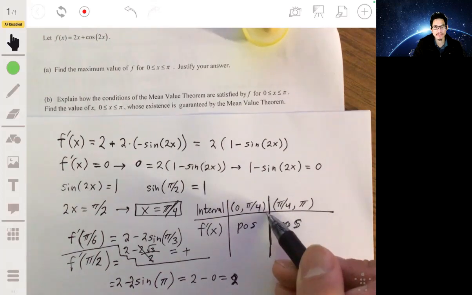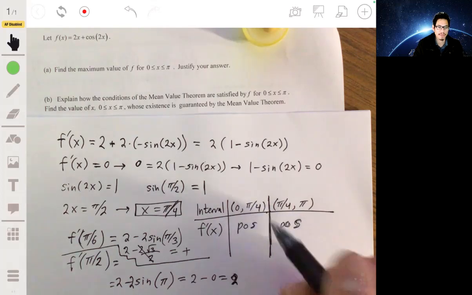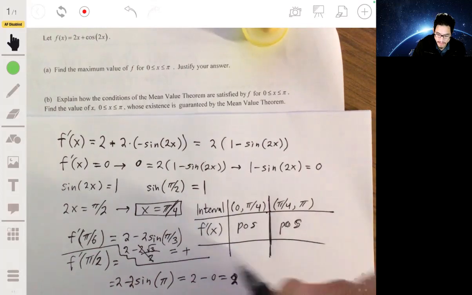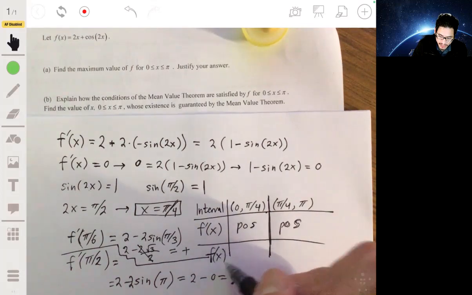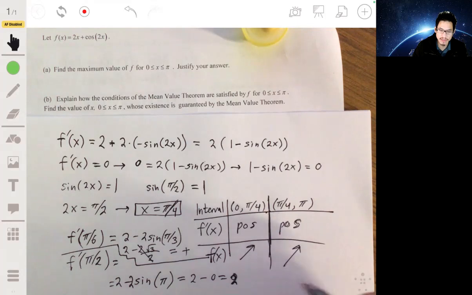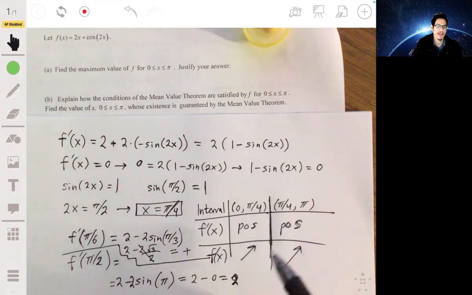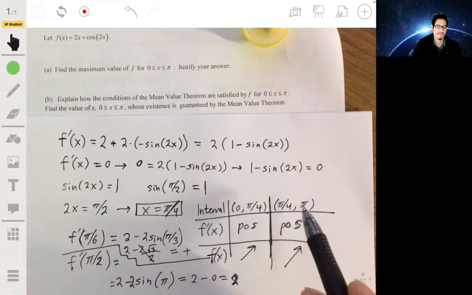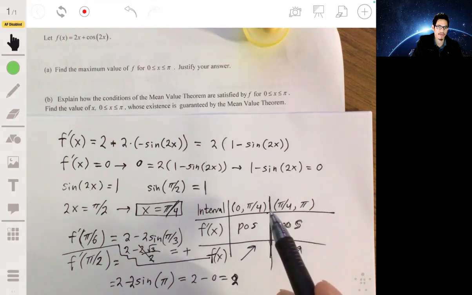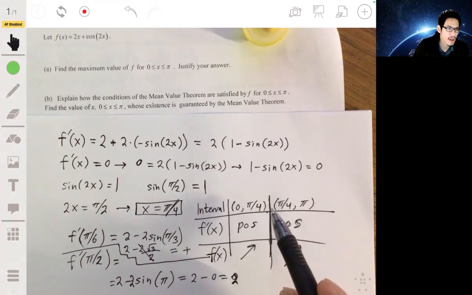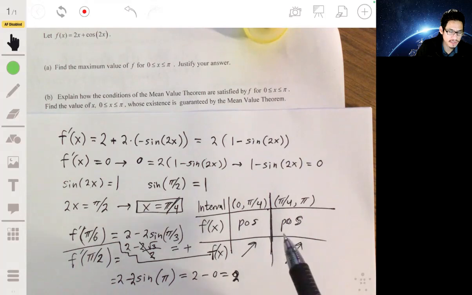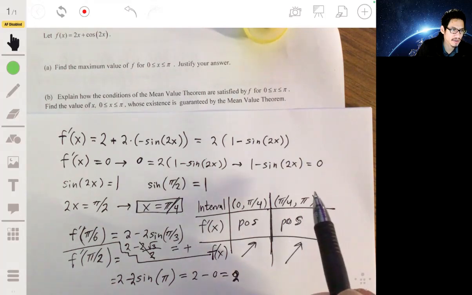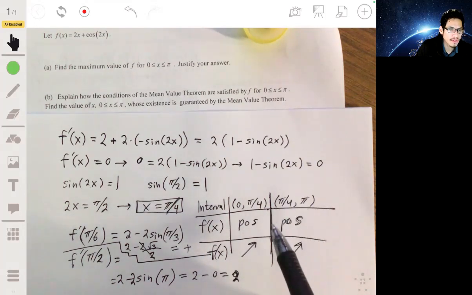Well, that just means that there's no relative minimum or maximum at this point, because this tells you that f of x is increasing throughout the entire interval. It probably flattens out here. That's why we get a critical value there. But the derivative is always positive, so it's always increasing. So there's not going to be a relative minimum or maximum here.